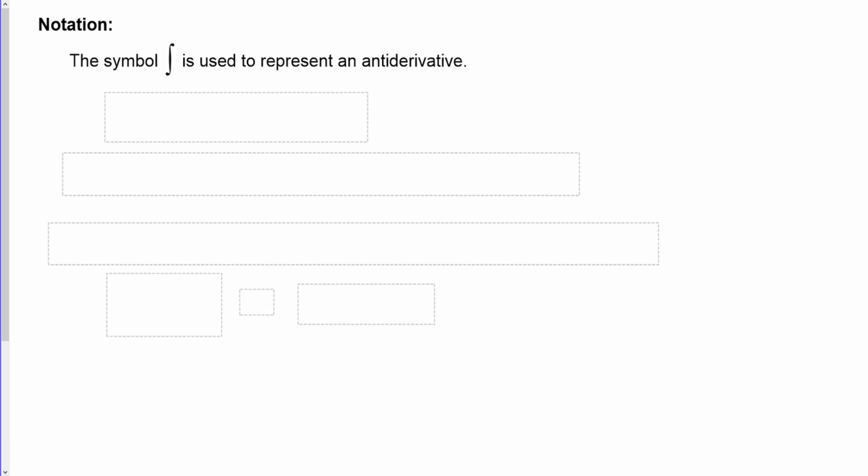The notation for antiderivatives looks like an elongated s, and there's a reason for that, which we will discuss as we get further in the class. But just know that when you see this symbol, you're being asked to find an antiderivative. So for example, from the previous slide, capital F of x is equal to the antiderivative of 4x cubed dx. And that operation results in x to the fourth power plus c.